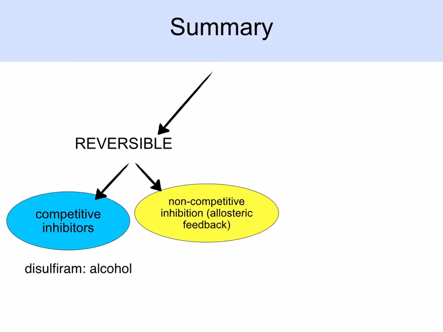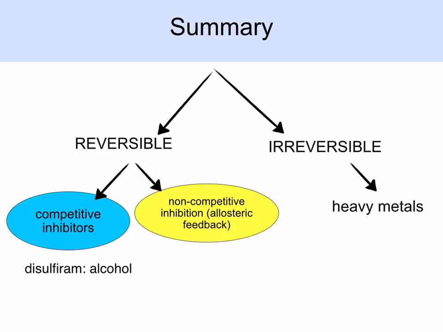So in summary, what have we learned? We've discussed reversible inhibitors, and we've looked at competitive and non-competitive inhibition. Remember that competitive inhibitors compete for the active site, and the example that we looked at was disulfiram and how it is used in alcoholics. Then non-competitive inhibition, it binds to another site called an allosteric site. And then you've got irreversible inhibition. And examples are heavy metals. And that concludes our lesson. The end.